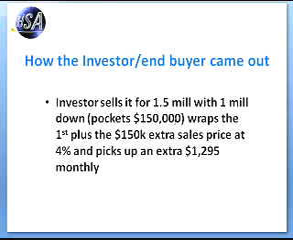$150,000 on the transaction. He can wrap the first, plus he makes $150,000 extra on the sales price at the 4% and picks up an extra $1,295 monthly. Now let me show you exactly how this works out.